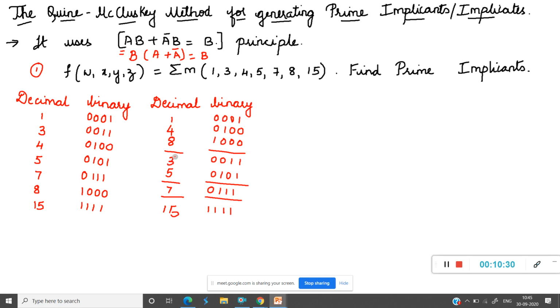Compare 1 with 3. Is it possible? Yes, because see here, 1 is having 0, 3 is having 0. Next 1 is having 0, 3 is also having 0. Here it is difference, 0 here, 1 here. Fourth bit 1, 1. So it is having only one bit difference, that too in third position. Here it is 0. Here it is 1.